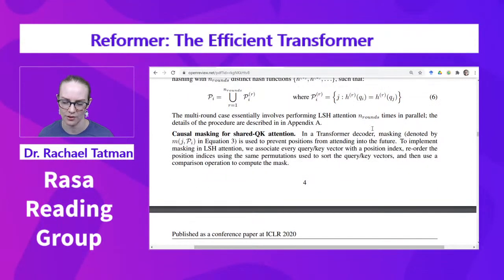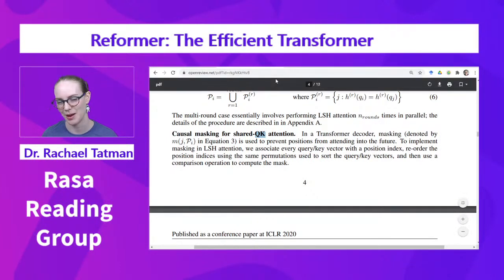So causal masking for shared QK attention. So sharing the queries and the keys. In a transformer decoder, masking, denoted by m in equation 3, is used to prevent positions from attending to the future. So if you are generating language 1 word at a time, you can't see what word you generated 3 words from now and use that to decide what you're going to do currently, because that's not how time works, which is why you would want to prevent this sort of behavior. To implement masking in LSH attention, we associate every query/key vector with a position index, reorder the position indices using the same permutations used to sort query/key vectors, and then use a comparison operation to compute the mask.